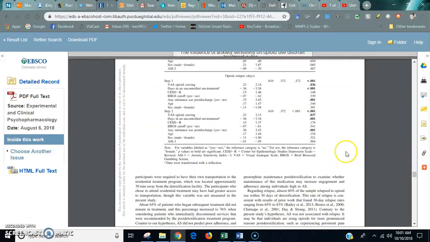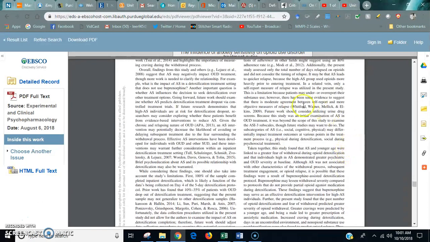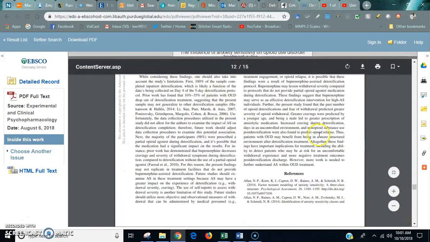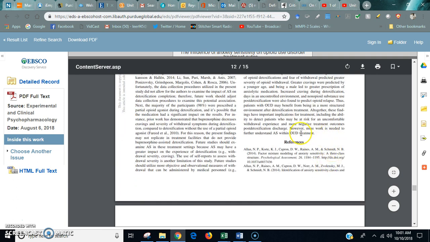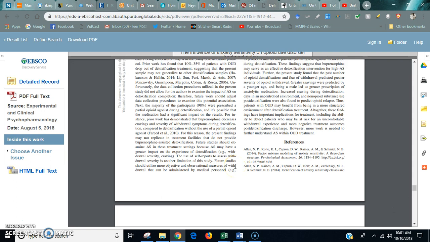And then showing more stuff, all of this stuff. So this is all your discussion. And note the last sentence of it is, however, more work is needed to further understand anxiety sensitivity within opiate use disorder treatment. Okay, that's what all these codes mean. That's their last sentence. That's usually how we end our articles, saying that we need to explore this further, or we want to research this in the future.